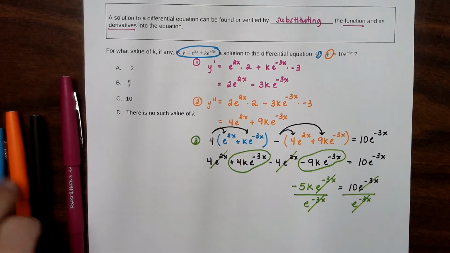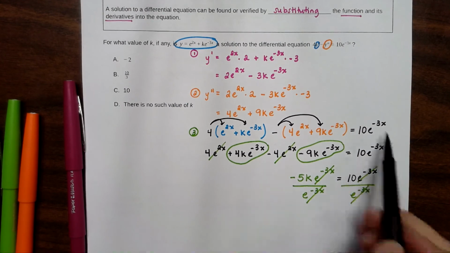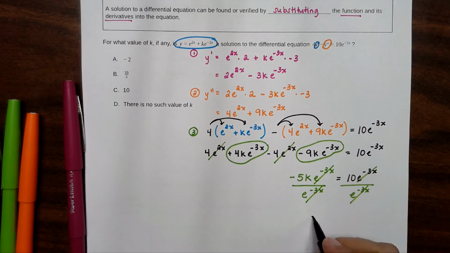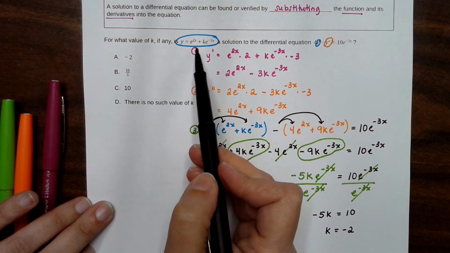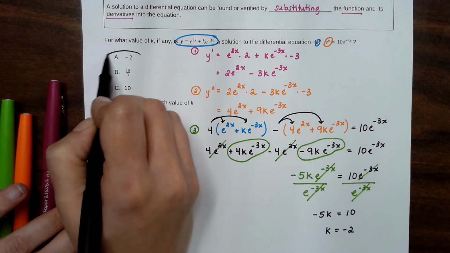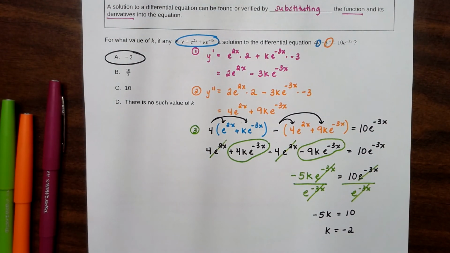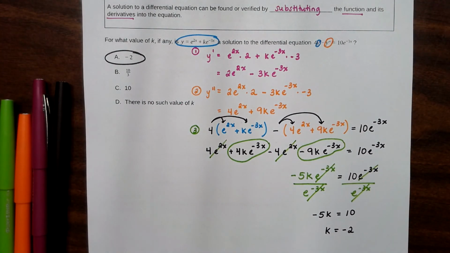which means the equation that I'm left with, so from all this complicated stuff, the equation that I'm left with is negative 5k equals 10. Now that's an equation that I'm pretty confident we can solve. If we divide by negative 5, we get k equals negative 2. So for what value of k will this be a solution to this differential equation? Negative 2.